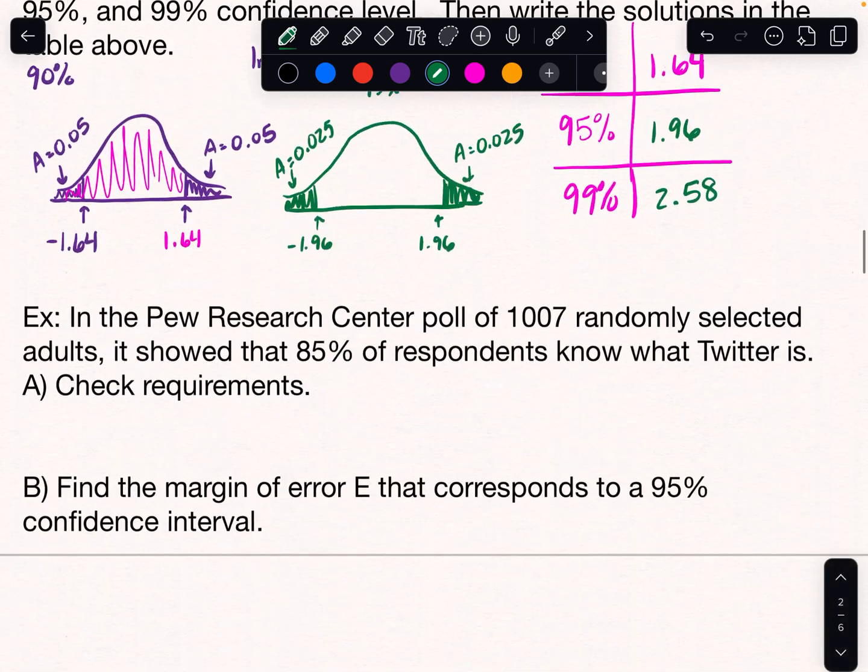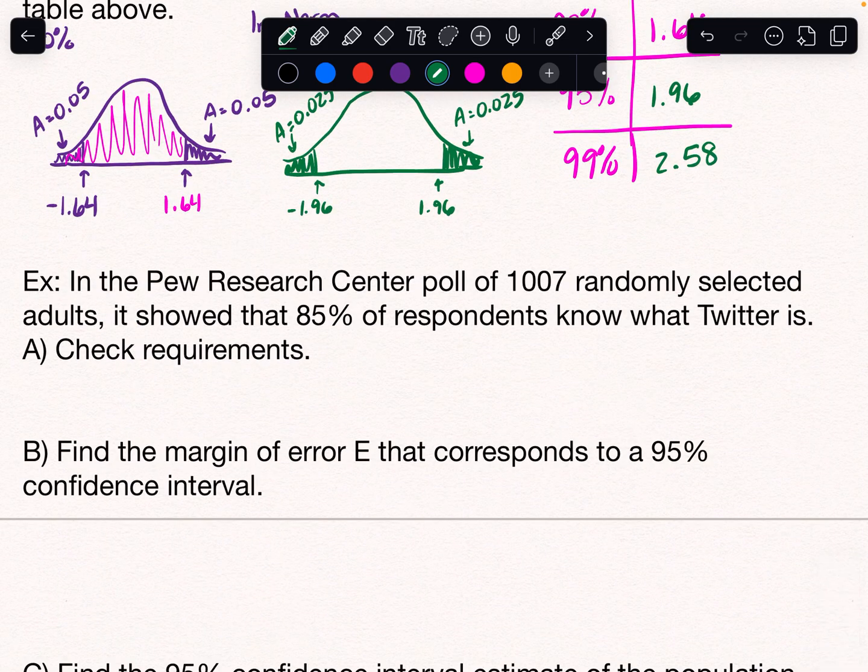All right. So in the Pew Research Center poll of 1,007 randomly selected adults, it showed that 85% of respondents know what Twitter is. Okay, so I have to check our requirements. So this is going to guide us through all 5 steps here. So requirement number 1, is it a simple random sample? And we should say yes, because it said randomly selected adults.